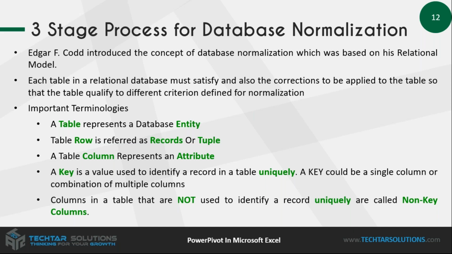Each table in the relationship has certain qualities, which I am going to tell you in the next slide. Before that, we have to keep in mind certain important terminologies. A table represents a database entity or business entity. The row is known as a record. The column represents an attribute, right? So what's the difference between row and column?